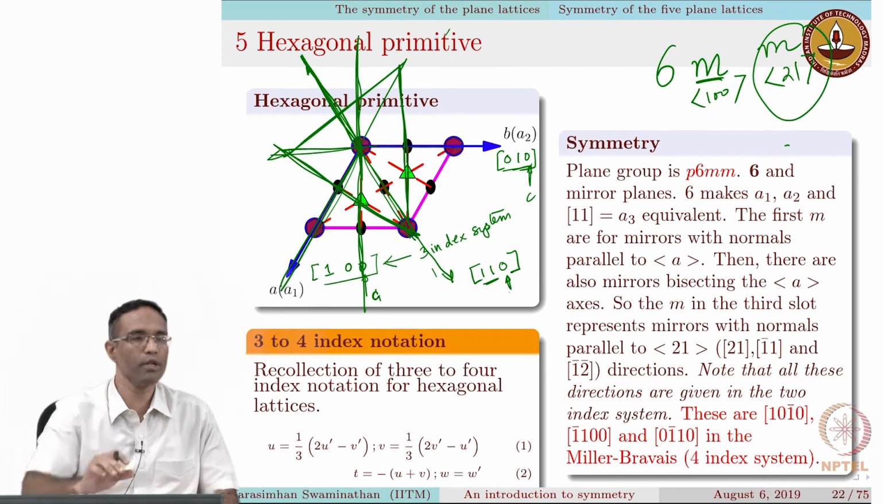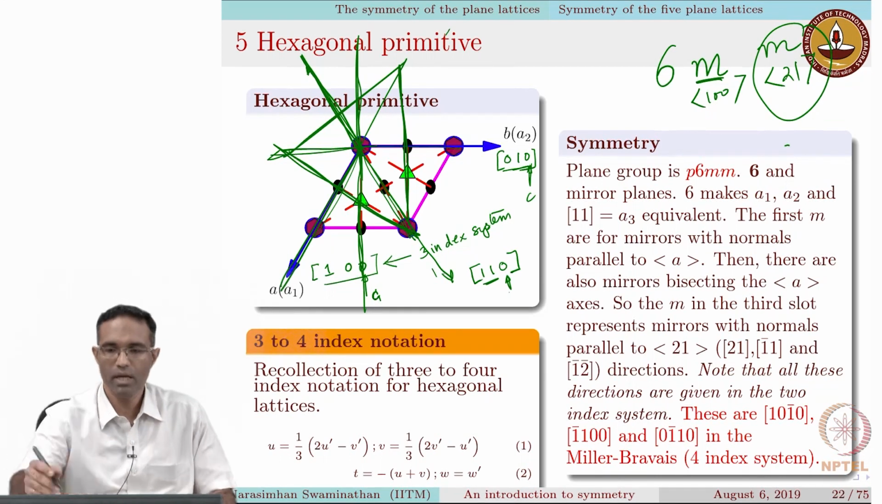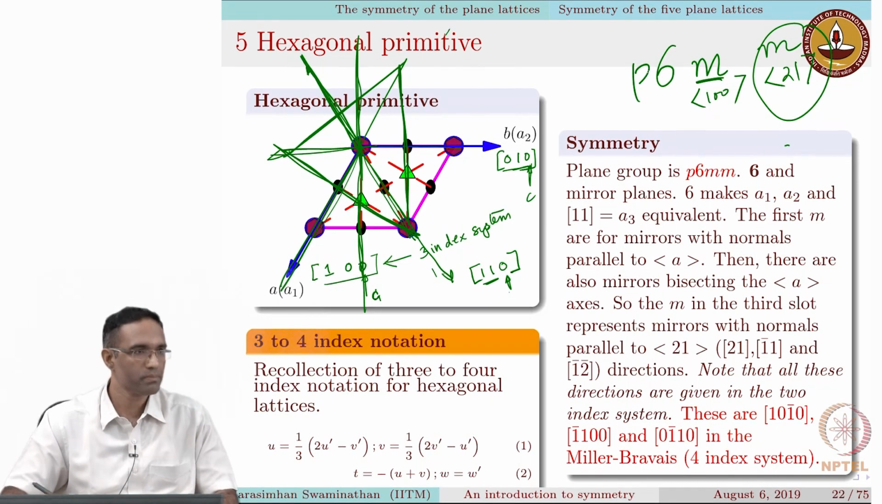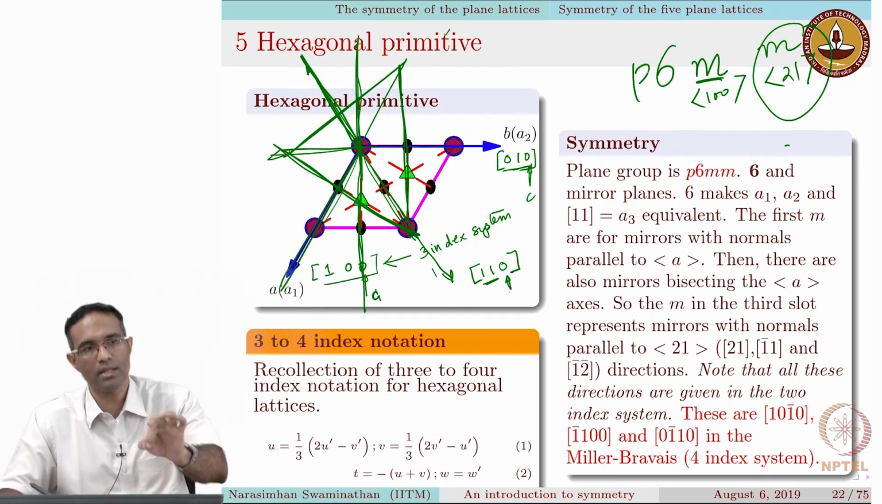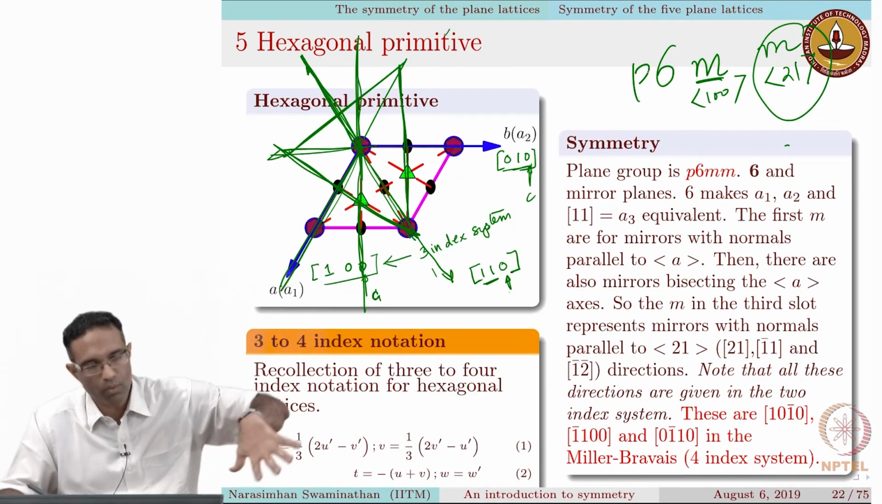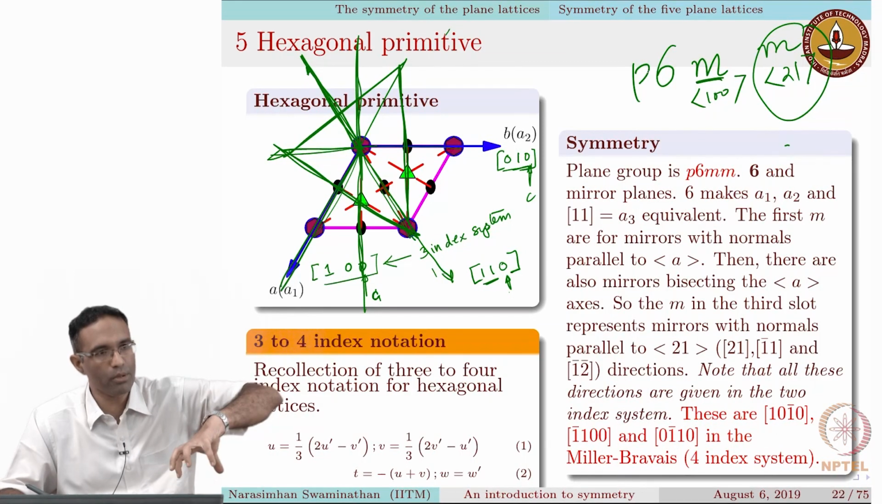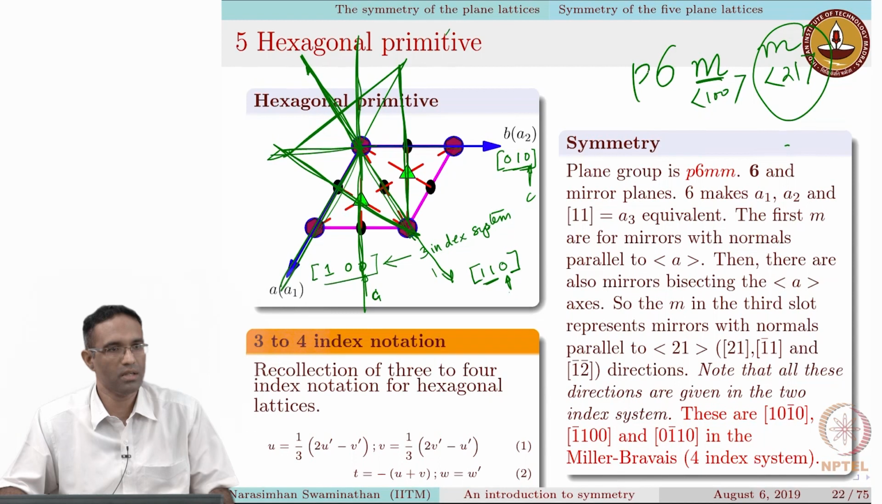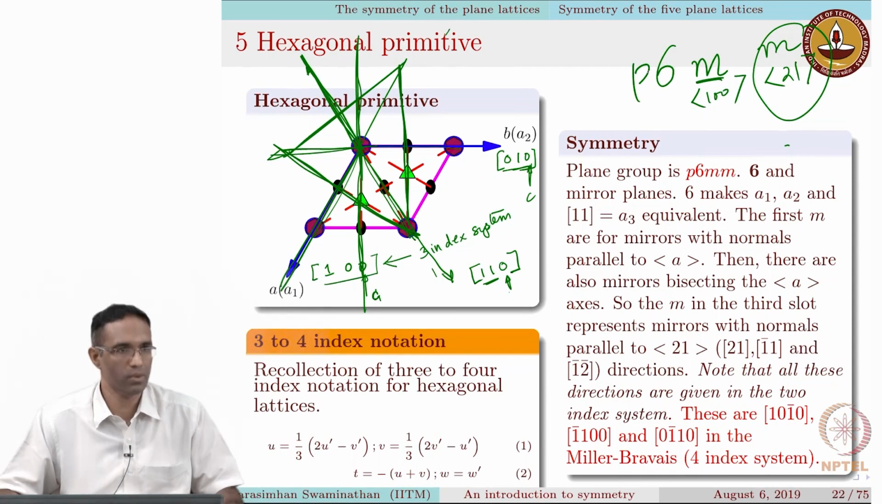So 6mm is the point group associated with the hexagonal primitive, and when I put a P, it basically becomes the corresponding space group. Right now, to emphasize, at each of the lattice points, what is there? An imaginary point. In 2D, if you assume that point to be a motif, it has all the symmetry possible, right? It is the most symmetric motif that is possible in 2D. In 3D, it would be a sphere.